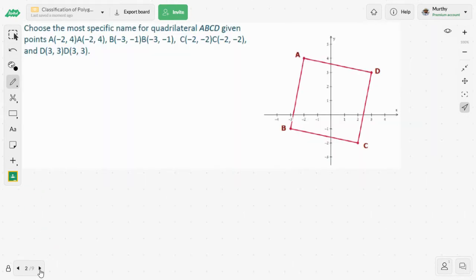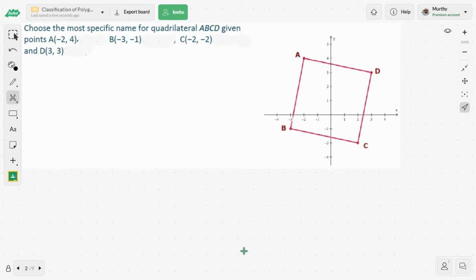Choose the most specific name for quadrilateral ABCD given. The points are also given. I think there are four points. I think these are duplicated. My bad, just give me a second. I'll eliminate these doubles. Well, the doubles are removed now.